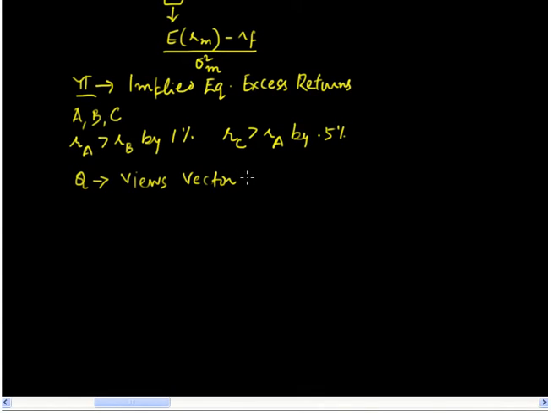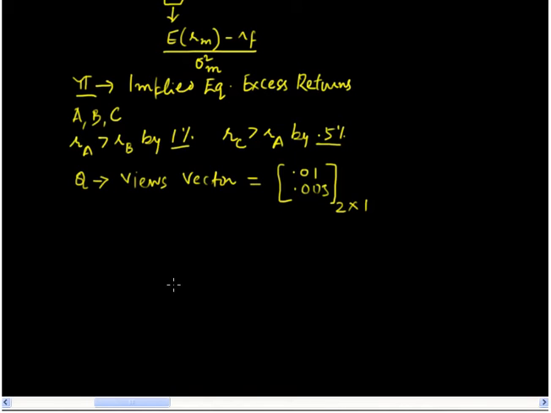And we can write this vector as simply equal to this 1%, so we write 0.01, and this 0.5%, so we can write 0.005 here. So this is our views vector, in this case a 2 by 1 vector. In general, the views vector Q will be an n by 1 vector, where n would be our number of views. The problem is that by looking at vector Q, we don't know what the views are about.